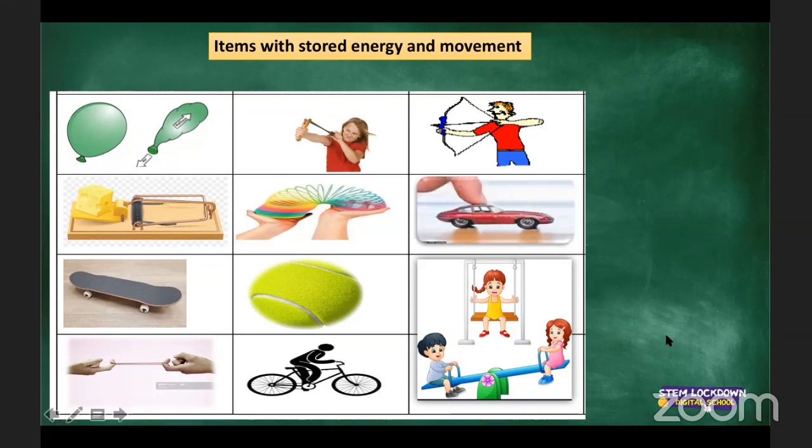And then the last one will be a car. A car has stored energy. It can be a toy, it can be a real car. If it's a toy, someone has to push that toy, and it will go towards your desired direction. Sometimes it doesn't go straight. But if it's a real car, in order for it to move from one point to the other, you have to pour fuel and drive the car, which will produce movement.